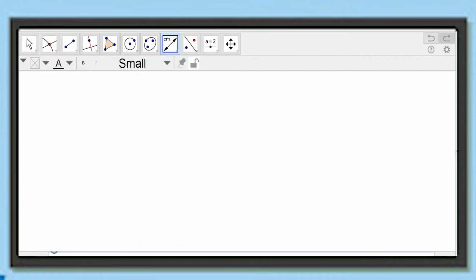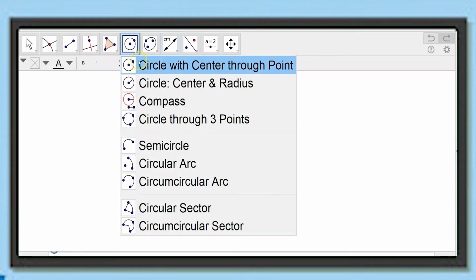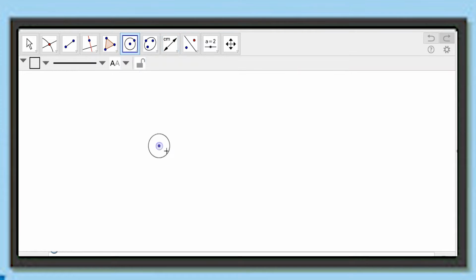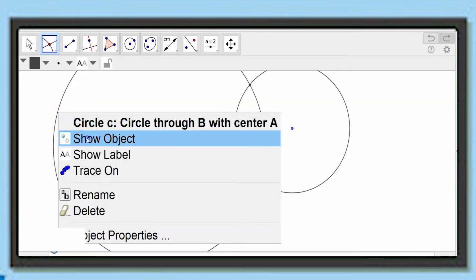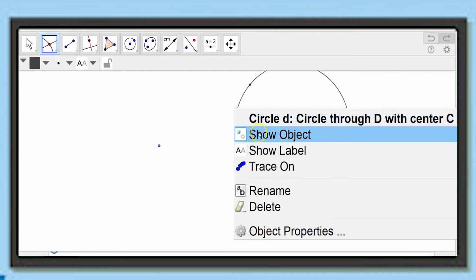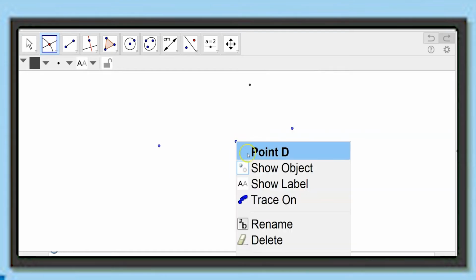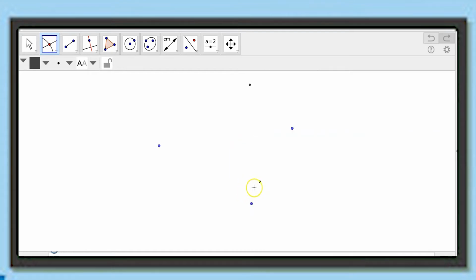So children, now let us construct that special variety of quadrilateral which I was talking about, for which I take a circle with center through point and draw a circle. Next, with the same tool I draw another circle such that it intersects the previous circle. Now you can see there are 2 points of intersection between these circles. So I mark this using the intersect tool and I get the 2 points. Now let me remove all these circles which I don't require now, and I remove these extra points which are not required for our construction.